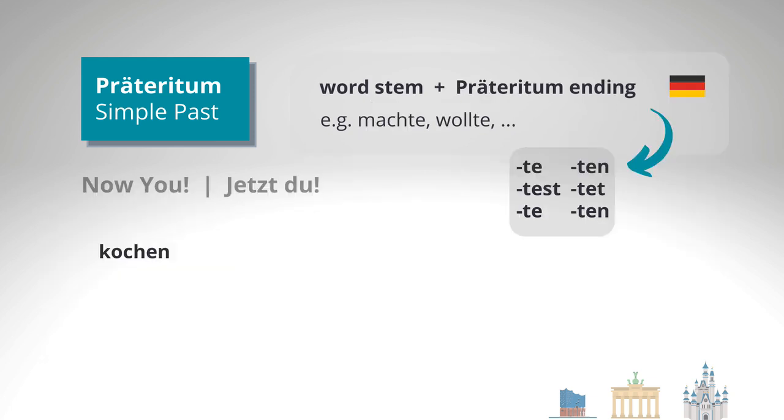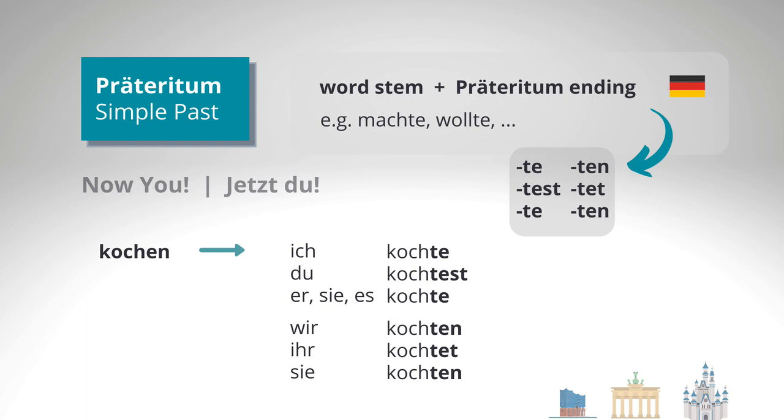In the following, I will be giving you a verb, for example, kochen, to cook, and your task is to conjugate the verb in the Präteritum. So in this particular case, you would need to reduce kochen to its verb stem, koch, and then you need to add the Präteritum endings. So the solution would be, ich kochte, du kochtest, sie es kochte, wir kochten, ihr kochtet, and sie kochten.